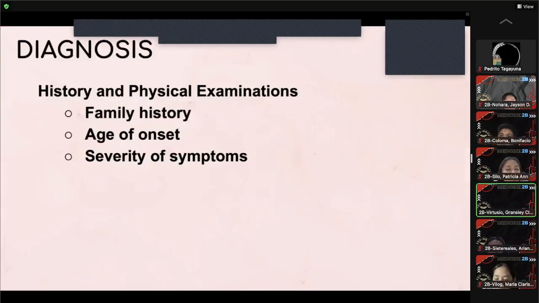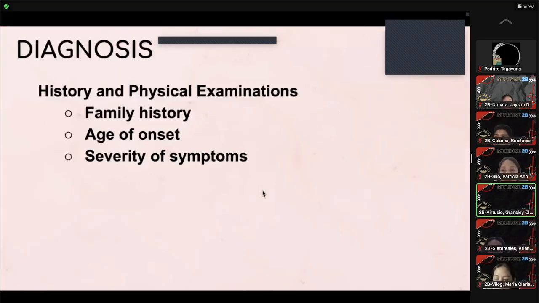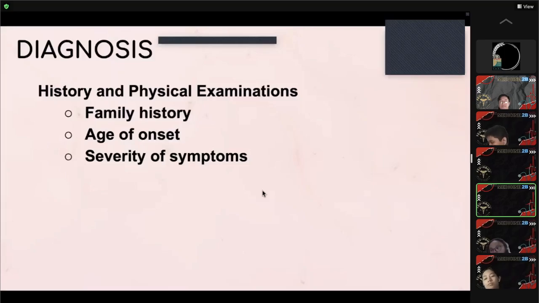So first, we need to do a history and physical examination. This focuses on family history since thalassemia is a hereditary disease. The age of onset can also classify if it is a major or a minor thalassemia. Onset at or before birth suggests alpha thalassemia major, and usually the severity of symptoms of HGB Barts disease is more severe po.